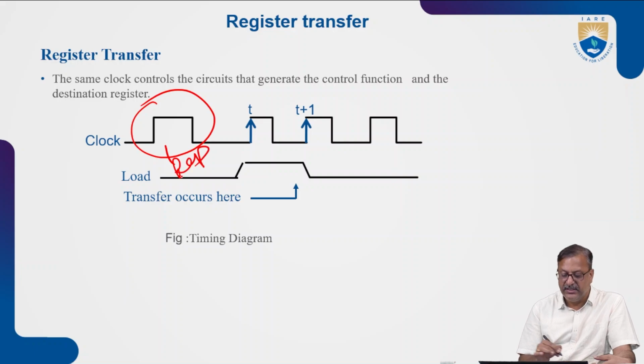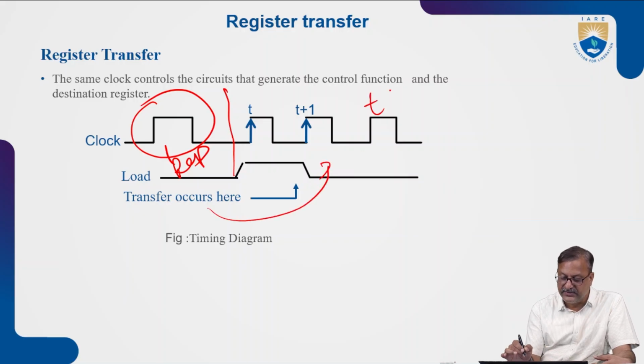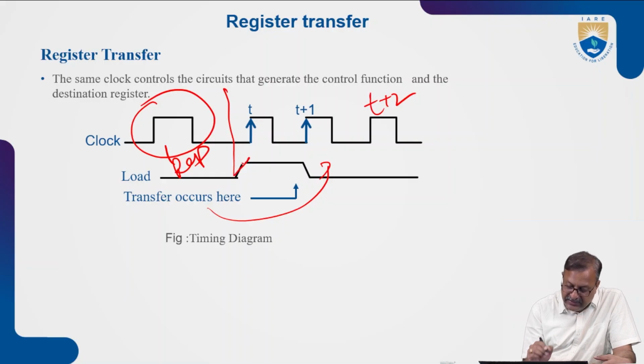Now what is happening here: the basic operation starts at this point. At T, it loads. At T plus 1, the transfer is going to happen. And at T plus 2, the data is going to be stored. So this is one clock pulse: at the initial state it starts an operation. Next at T plus 1, it loads the value. And at T plus 2, it moves to the next step, moving to R2 and replacing the value of R2 with R1.